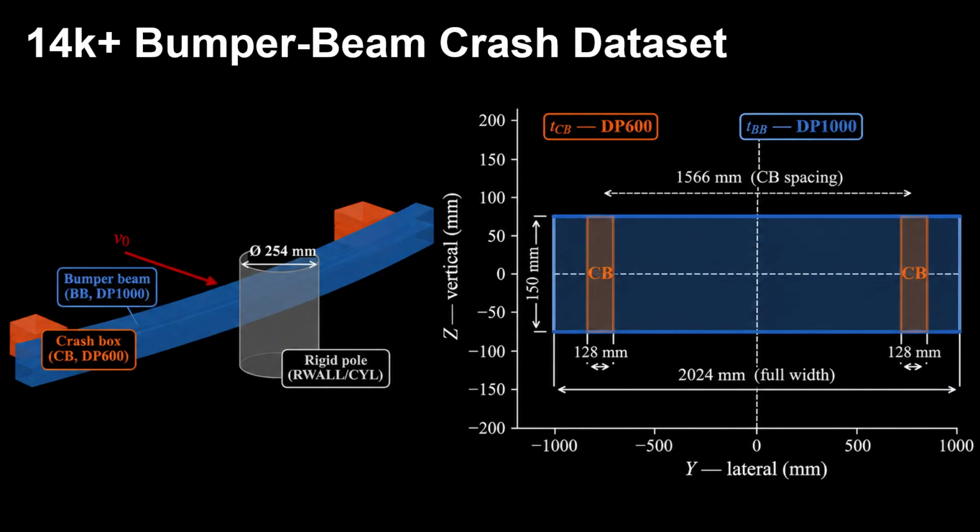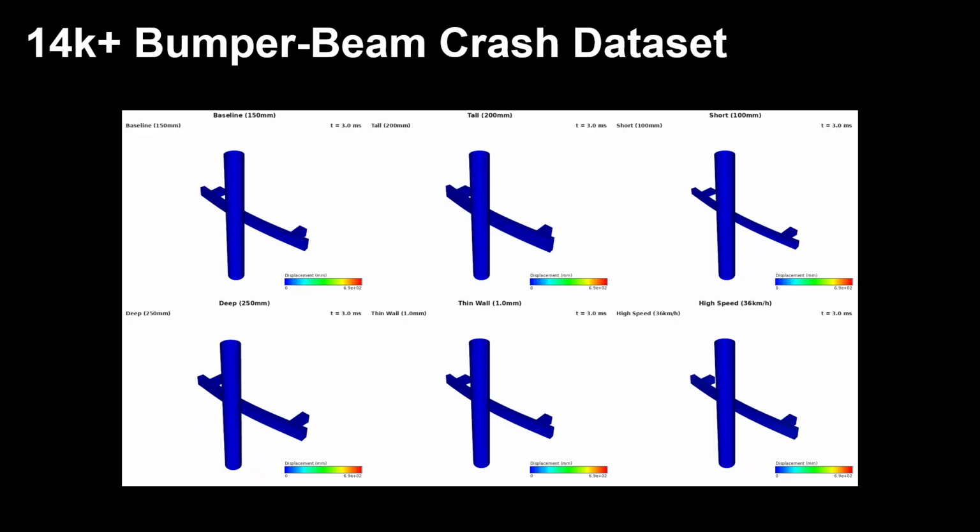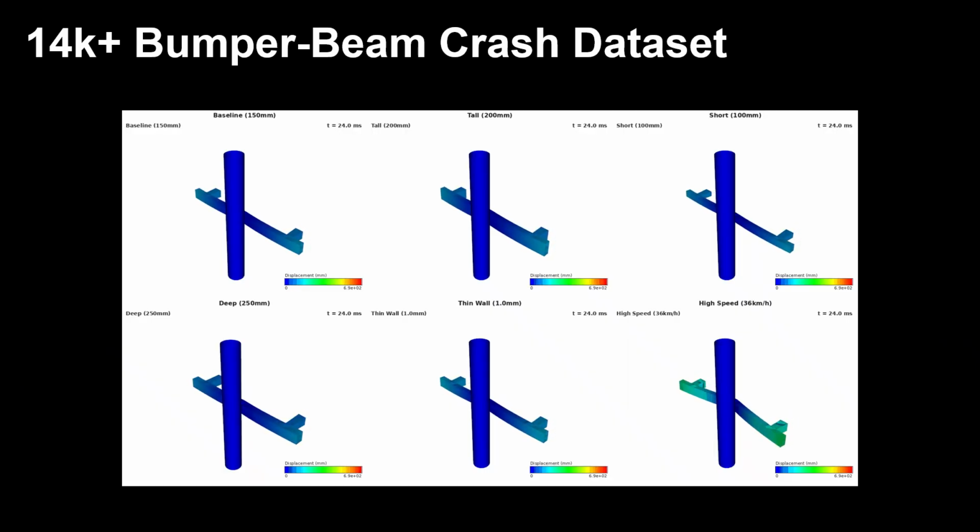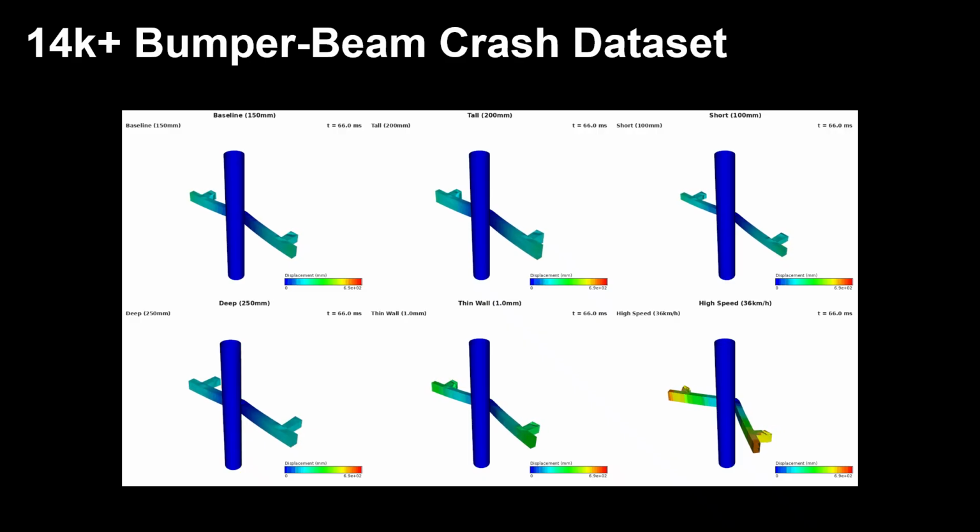The first part of CarcrashNet contains more than 14,000 bumper beam pull impact simulations. We systematically vary the geometry, material properties, impact velocity, and pull position. The dataset provides a controlled environment for studying deformation, energy absorption, peak forces, and other crashworthiness quantities. Here, we show representative simulations from the bumper beam dataset. Capturing these different nonlinear responses is essential for training reliable surrogate models.